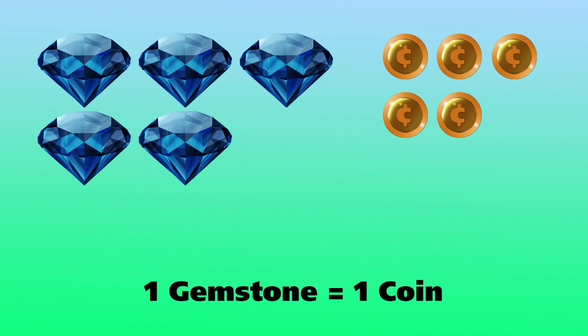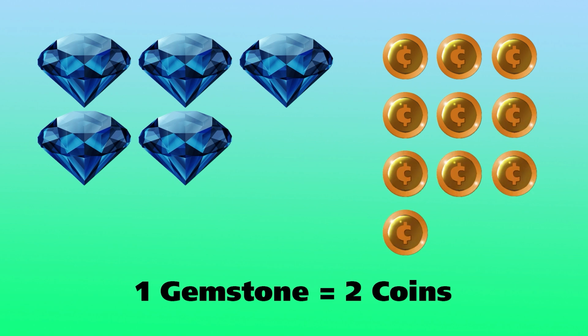Now, let's say the government prints another 5 coins. Because the coins can only have value because of their ability to purchase gemstones, each gemstone is now worth 2 coins, and each coin, as a result, is now worth half as much. This is what is called inflation, when the supply of currency outpaces the supply of goods.